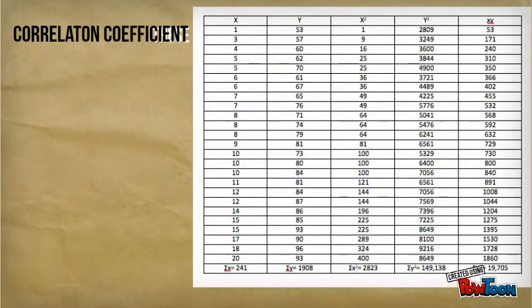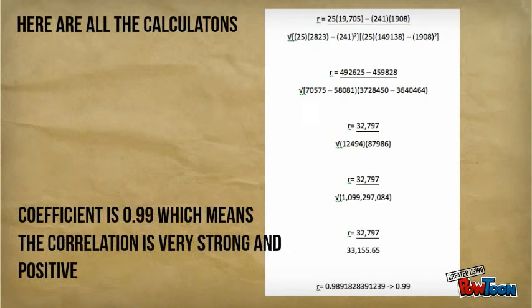Next, I wanted to move on to the linear regression of the data, so I determined the correlation coefficient. I used this table to determine all the variables needed to calculate the correlation coefficient. Here are the calculations that I did to find the coefficient, which turned out to be 0.99, which is very strong and positive, almost perfect actually.